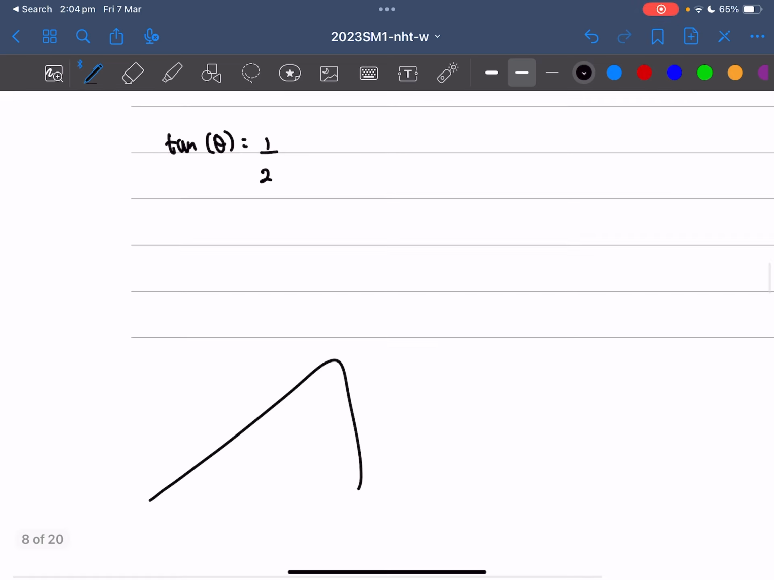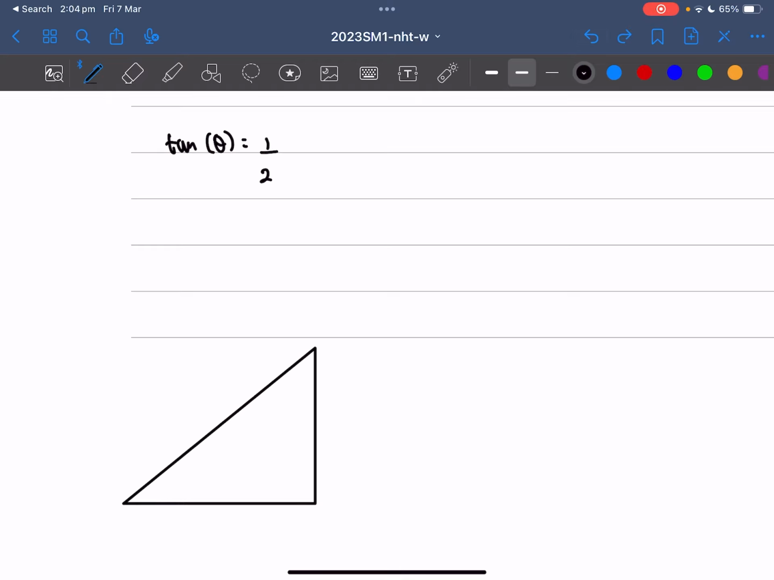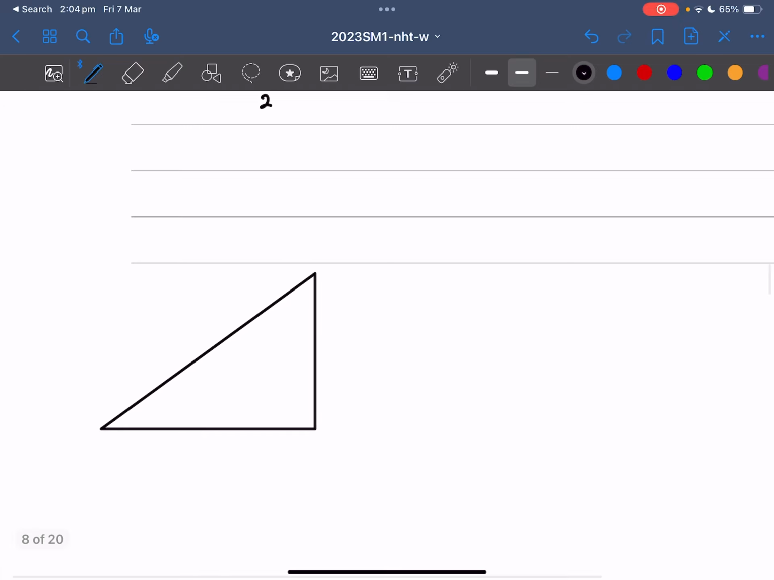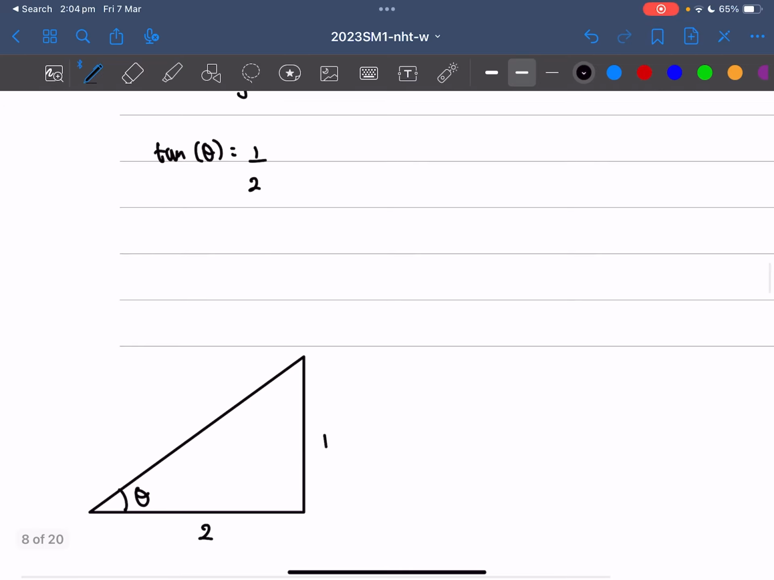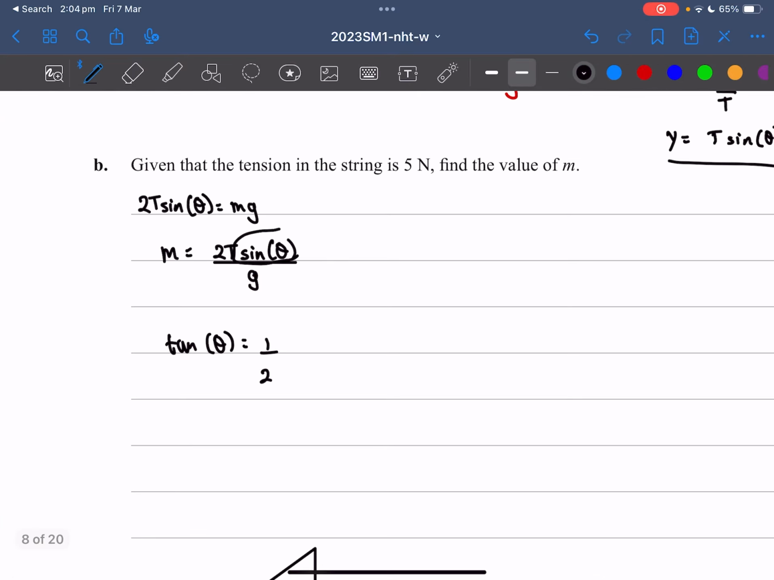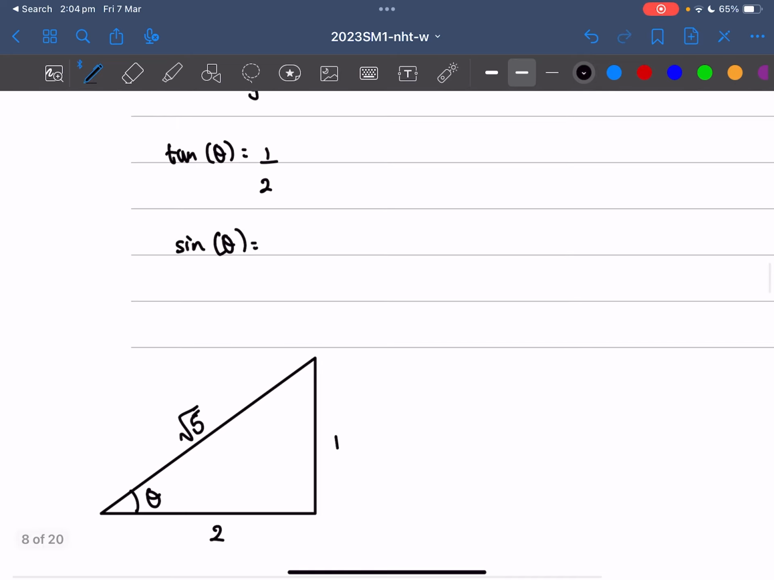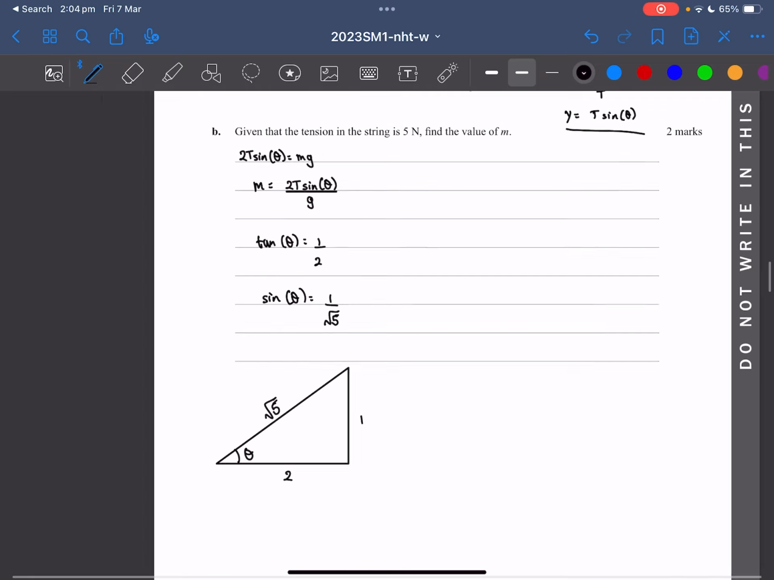So let's draw the triangle down here. Okay, that was a square, a rectangle apparently. All right, anyway, so we have this angle theta, 1, 2, and if this is 1 and 2, this is going to be root 5, right? And what we are finding is sine of theta. So that implies that our sine of theta is equal to opposite over hypotenuse, so 1 on root 5, right?